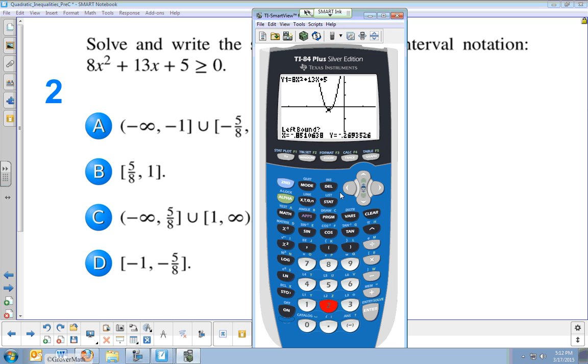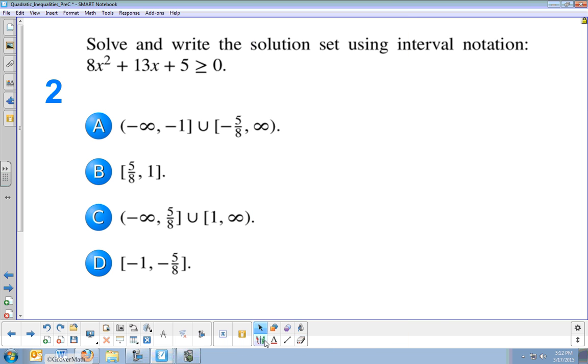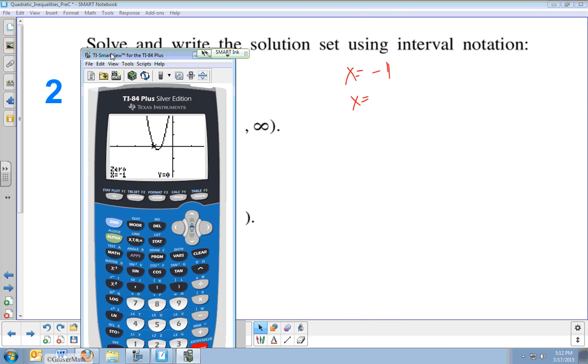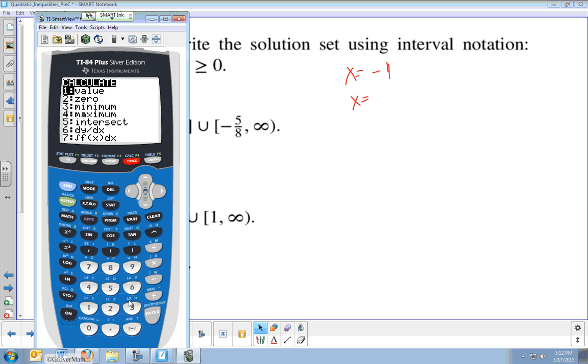So second calc 2, we go left bound, enter, right bound, enter, enter, and this root is negative 1. So let me write that down. One of my roots is negative 1, so x equals negative 1, and x equals, let's see what that other root is. So I'll move this over here now. Second calc 2, left bound, enter, right bound, enter, enter, negative 0.625.